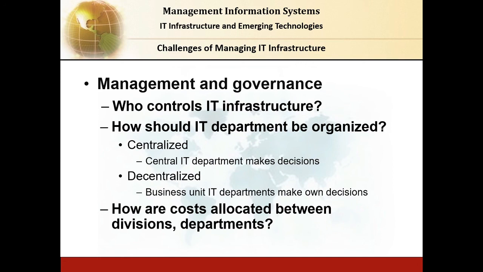Okay, so next we have the management and governance. So who controls IT infrastructure? How should the IT department be organized? It should be centralized. Central IT department makes the decisions. Decentralized, business unit IT department makes its own decisions. How are costs allocated between divisions and departments?